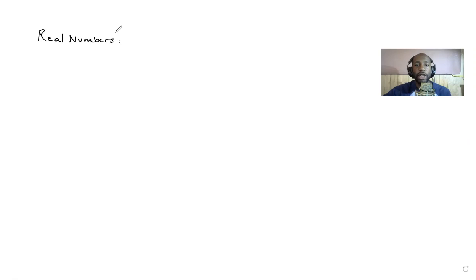Now, it's important to note that whenever we're talking about real numbers, there is such a thing as the opposite of real numbers, which is called imaginary numbers. So let's talk about that. In other words, we're going to define what a real number is by defining what an imaginary number is. Okay, so let's say, what is an imaginary number?